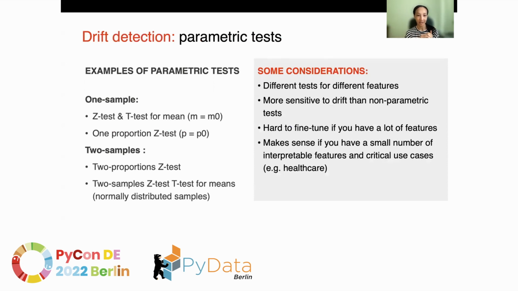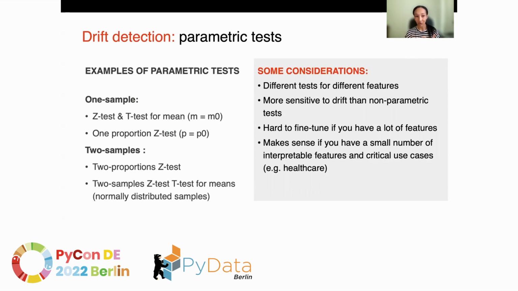In this case, if you can come up with some expectations, you can use a one-sample test like z-test or more often t-test and compare the observed mean with the expected one. Or for binary features, you can use a one-proportion z-test. So a lot of things like this. If you have two distributions, mainly you have reference data, it becomes even easier because you can use two-sample tests, like a two-proportions z-test for binary features, or a two-sample t-test for means, things like this.